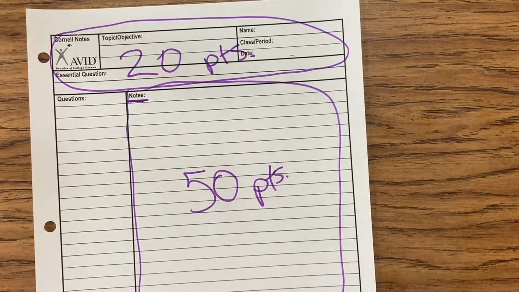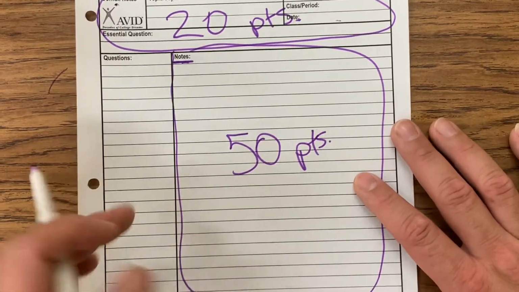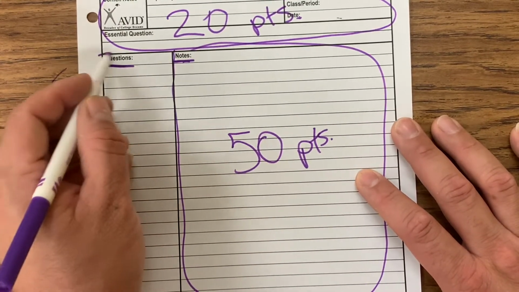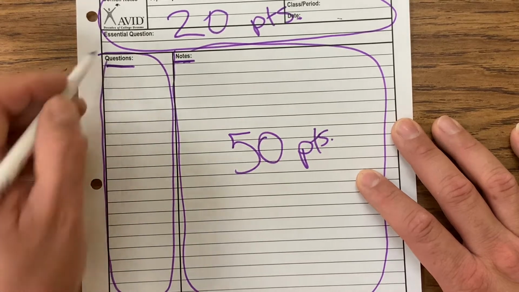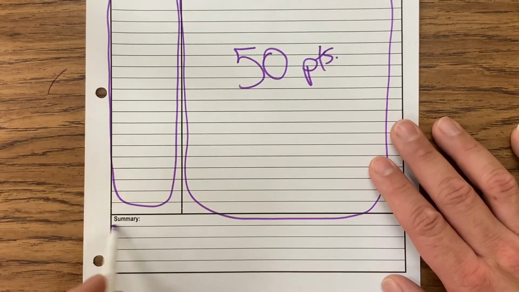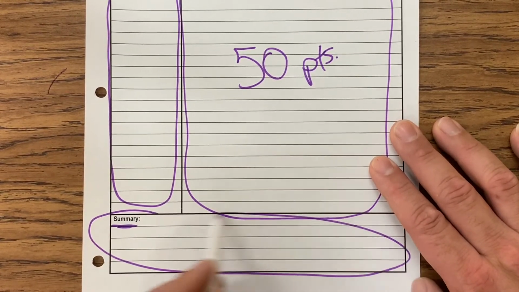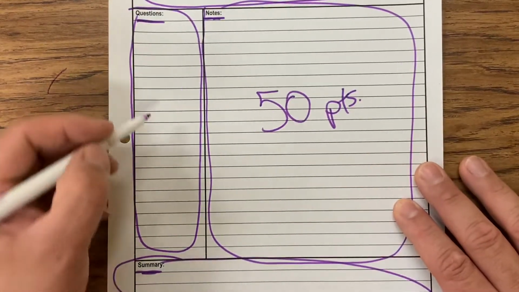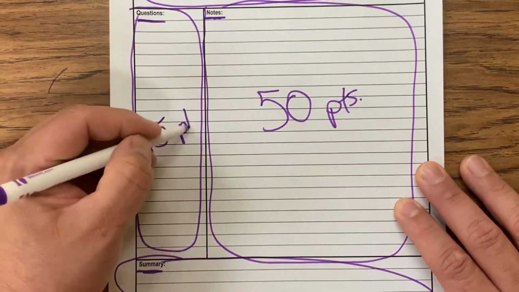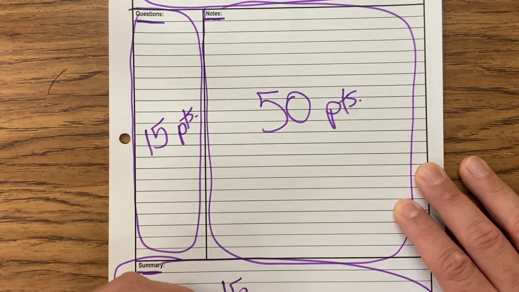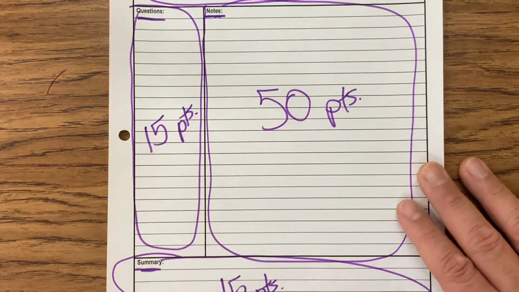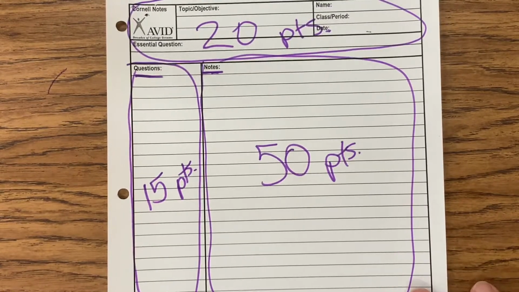So the remaining 30 points is going to be in the last two sections, which is this questions section right here to the left, and then the summary, which is down here at the bottom. And each one of those sections is worth 15 points. Okay. So that's a total of 100.